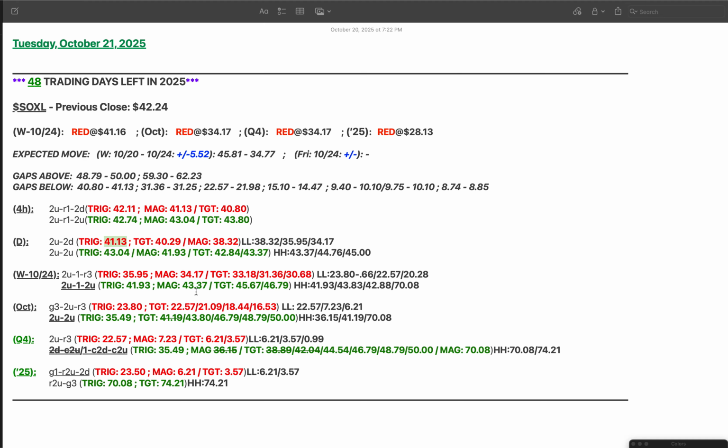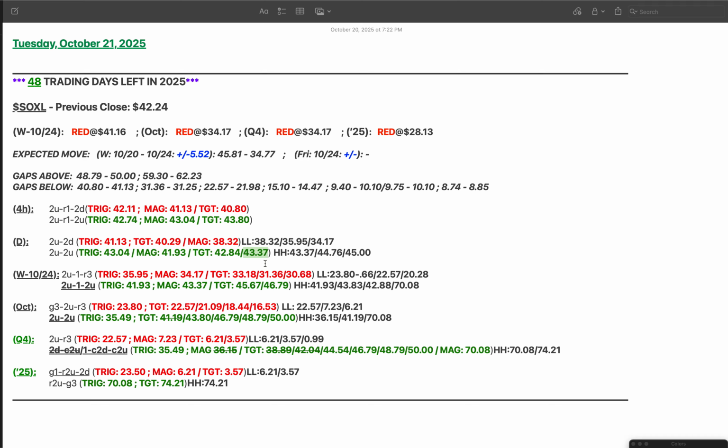So if price does go below 41.13, watch for a bounce at 40.29, but if we do get the continued push through 40.29, the magnitude of that move is 38.32. Now to the upside, it wouldn't trigger a reversal. We're just triggering a continuation pattern, so that triggers at 43.04 with a magnitude of 41.93, and then we've got the extended target of 42.84 and 43.37.